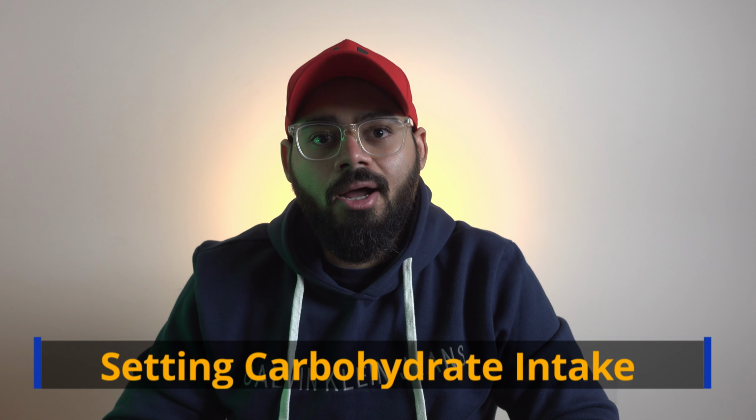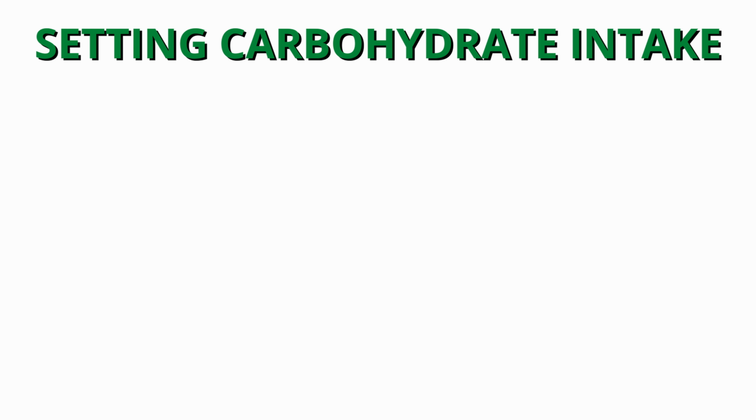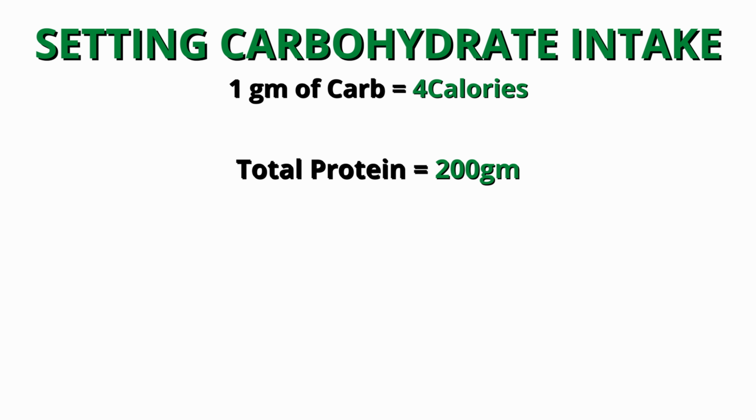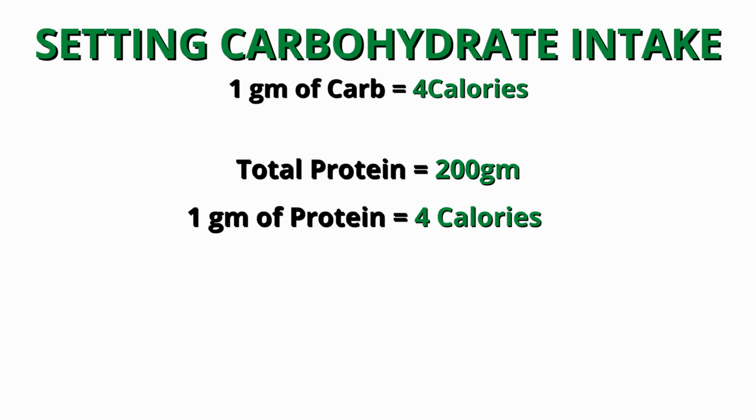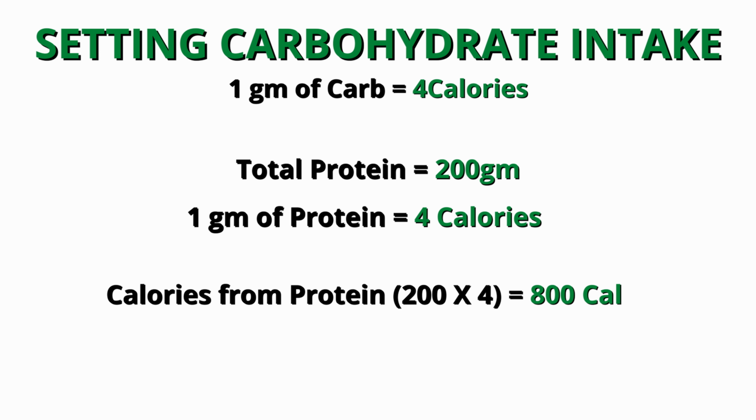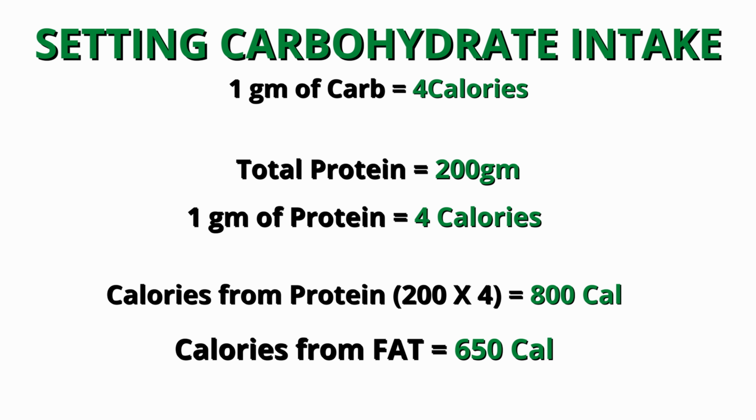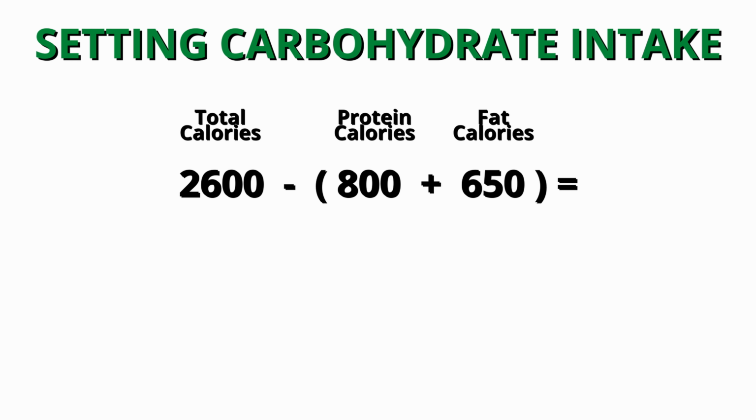Next, we will be setting up our carbohydrate intake. How will we be calculating our carbohydrate intake? It is simple. 1 gram of carb has 4 calories, so just divide the remaining calories by 4. Let's say we set protein intake as 200 grams, and 1 gram of protein has 4 calories. The total calories from protein would be 800, and the calories that we calculated from fat were 650. So the remaining calories would be the total calories for the day, that is 2600, minus the calories from fat and calories from protein. This gives us the remaining calories for the carb intake.